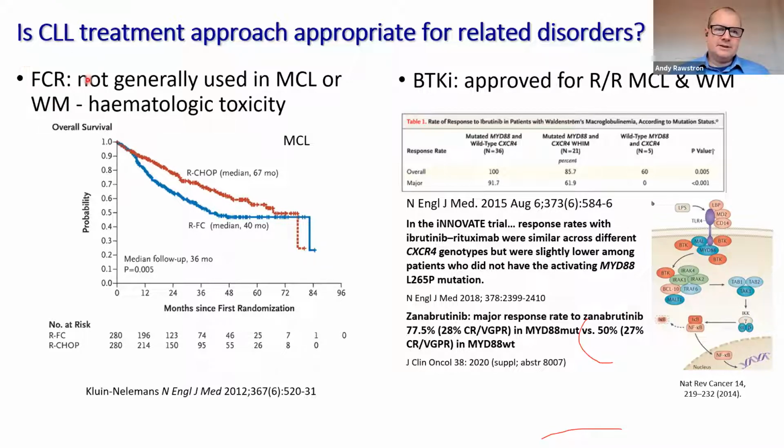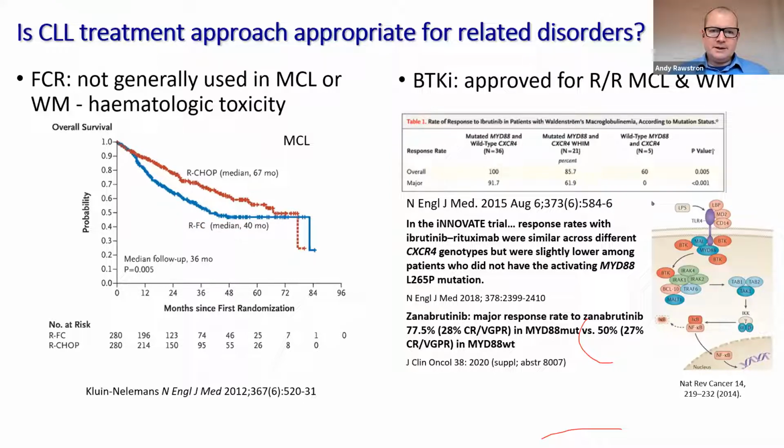So, for example, fludarabine cyclophosphamide would be the current gold standard, or possibly the current gold standard that may be being replaced now, but for chemoimmunotherapy anyway, fludarabine cyclophosphamide would be used in younger patients with CLL, but it wouldn't be used in mantle cell lymphoma or Waldenstrom's due to hematological toxicities.